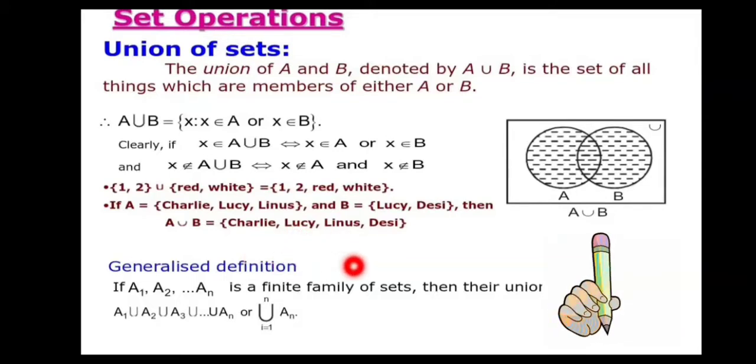Here we see the generalized definition of this union of sets. If the sets A1, A2, up to An is a finite family of sets, then their union will be A1 union A2 union A3 union, and so on up to union of Ai, i equal to 1 to n, which means 1 to n numbers, that is An, we can write.